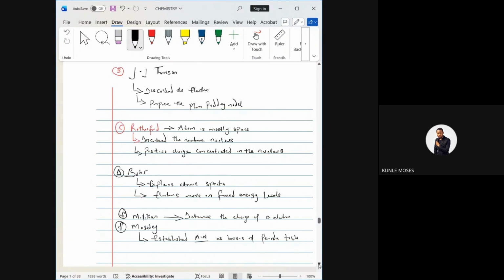Okay, J.J. Thomson discovered the electron and proposed the plum pudding model. Anytime you hear the word plum pudding model, think J.J. Thomson. J.J. Thomson discovered the electron, proposed the plum pudding model. Please quickly read these 4 things. I want us to proceed now.